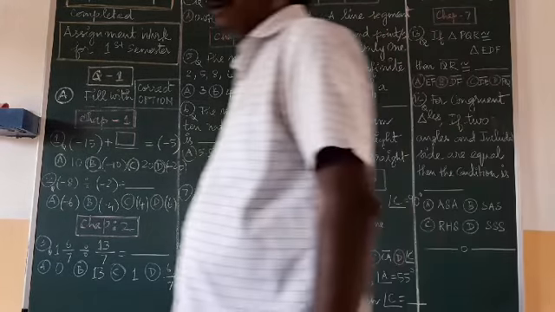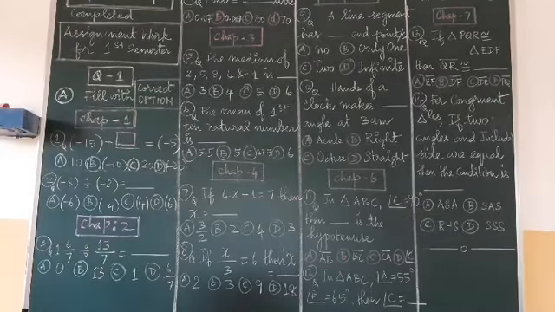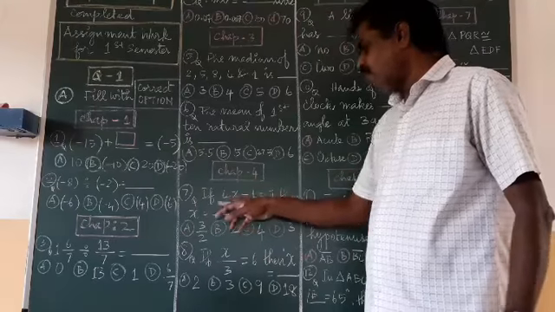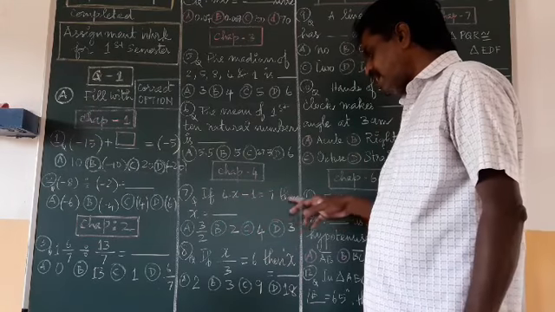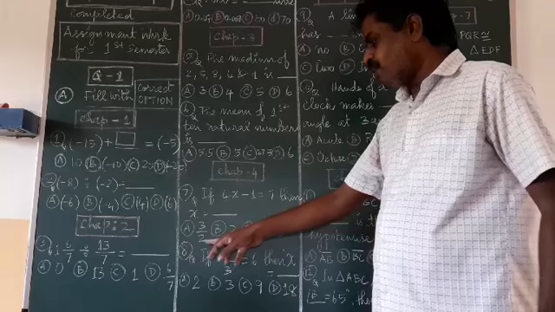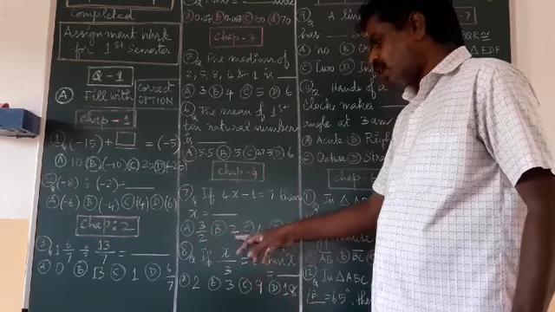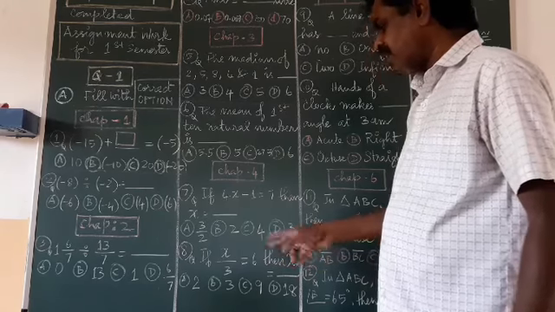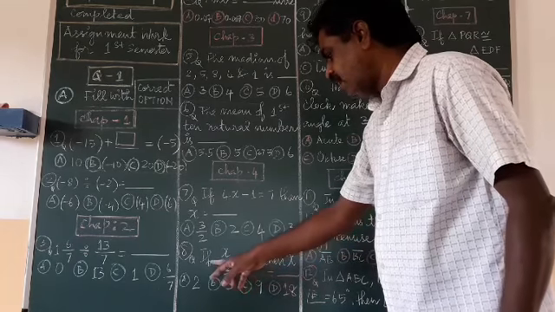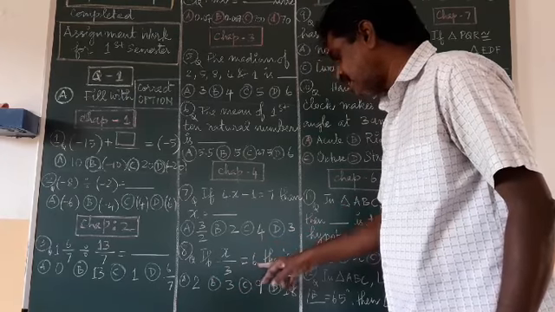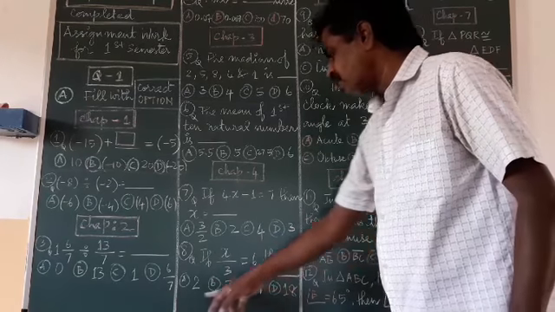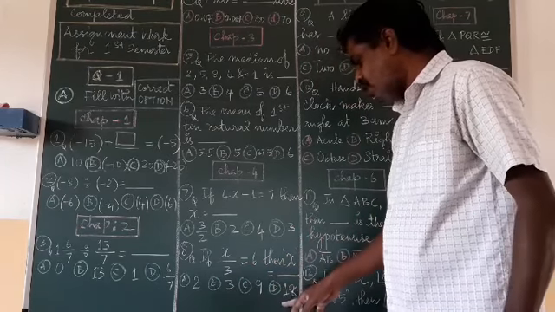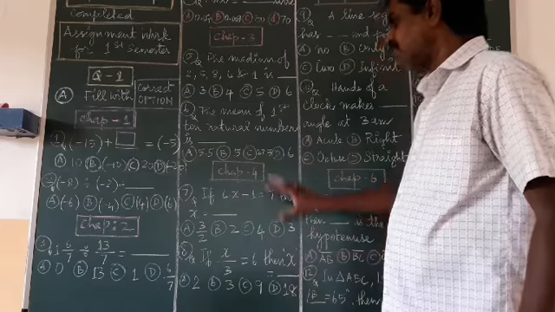Then the fourth chapter, what is the fourth chapter? Simple equations. Seventh question: if 4x minus 1 equal to 7, then x equal to dash. Option A 3 upon 2, option B 2, option C 4, option D 3. Next question in the same chapter: if x upon 3 equal to 6, then x equal to dash. Option A 2, option B 3, option C 9, option D 18. This is in the 4th chapter.